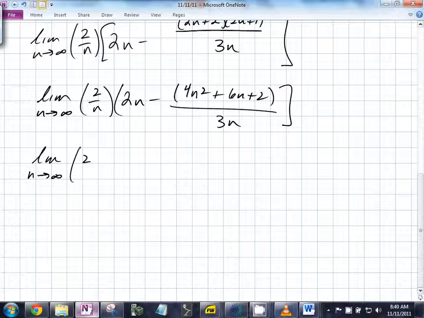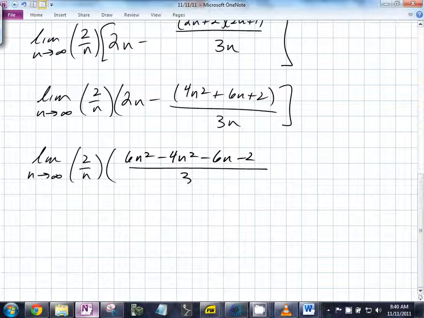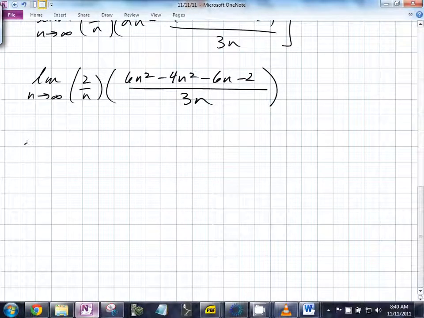Well actually no, it's going to be 6n squared minus 4n squared minus 6n minus 2 all over. Minus 2? Yeah, minus 2. All minus. It's all minus. Oh, right. Tell me what's wrong. I'm subtracting the whole thing, right?